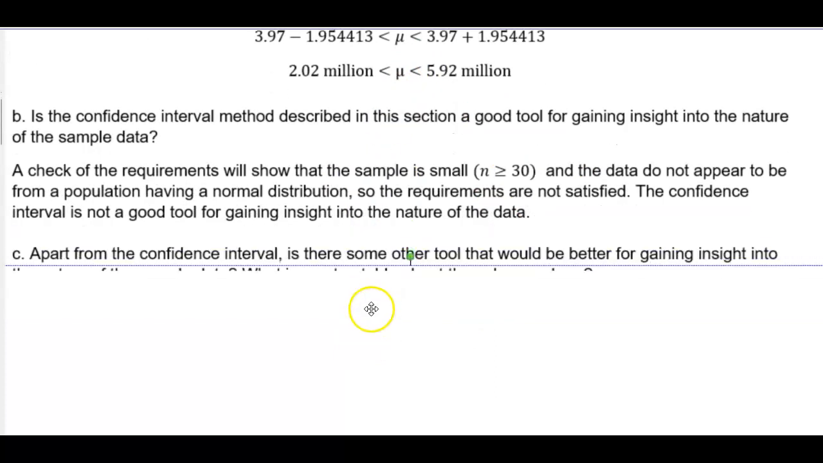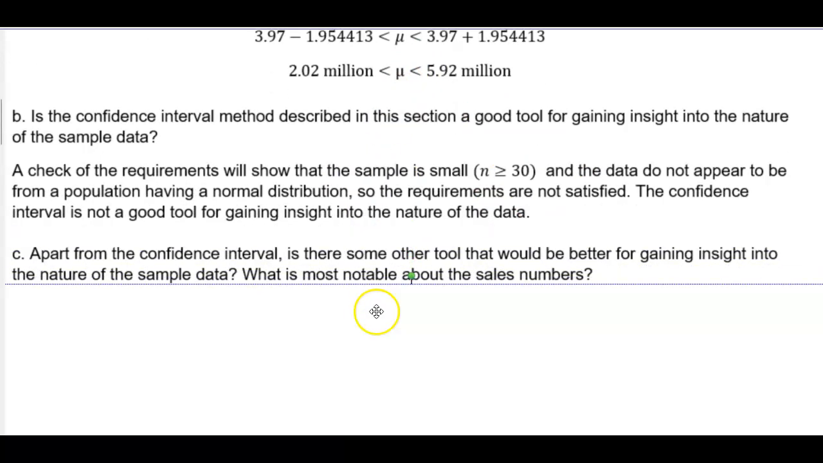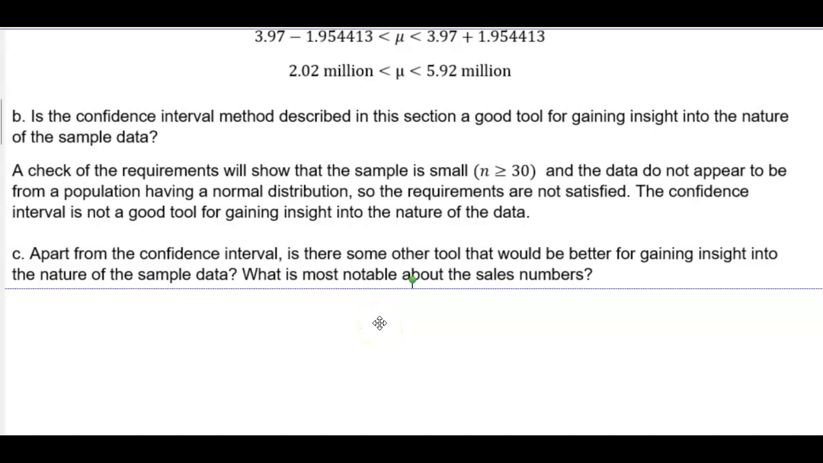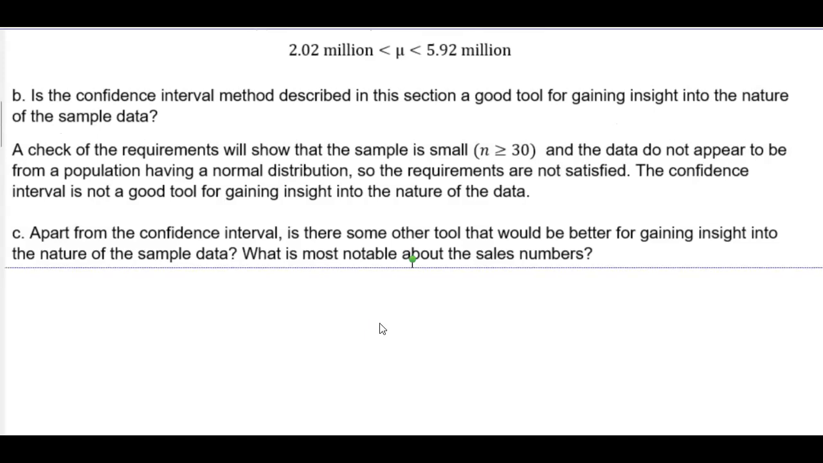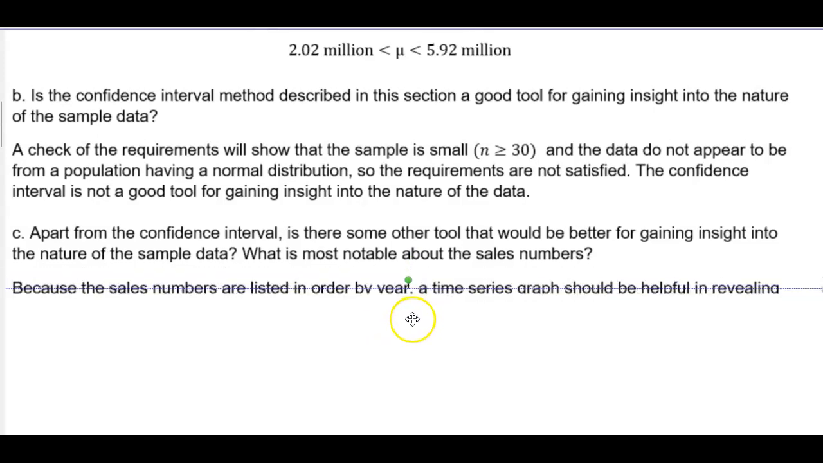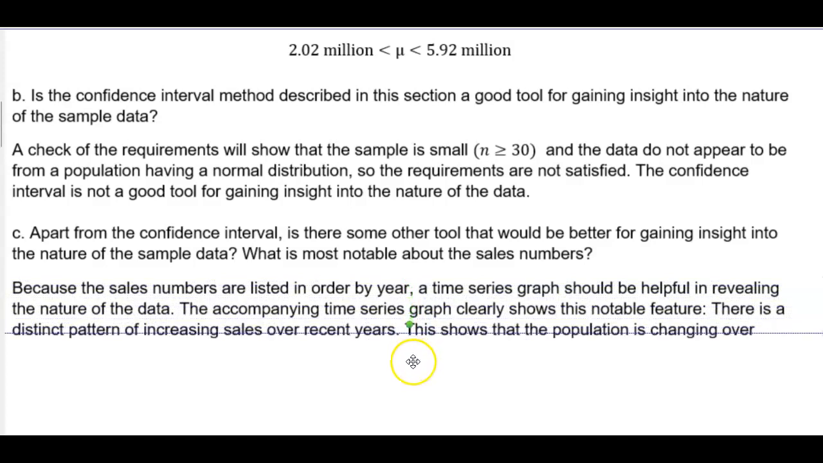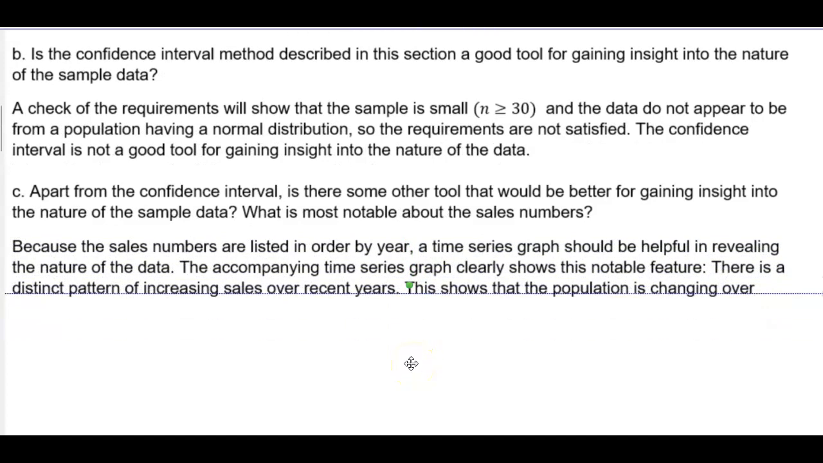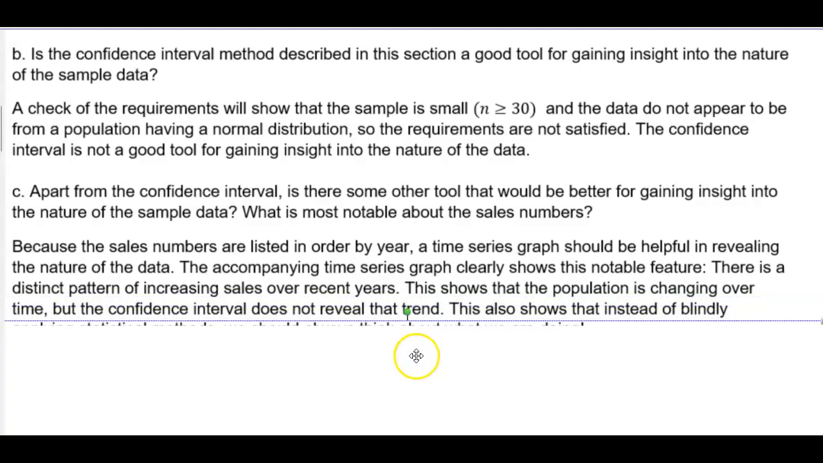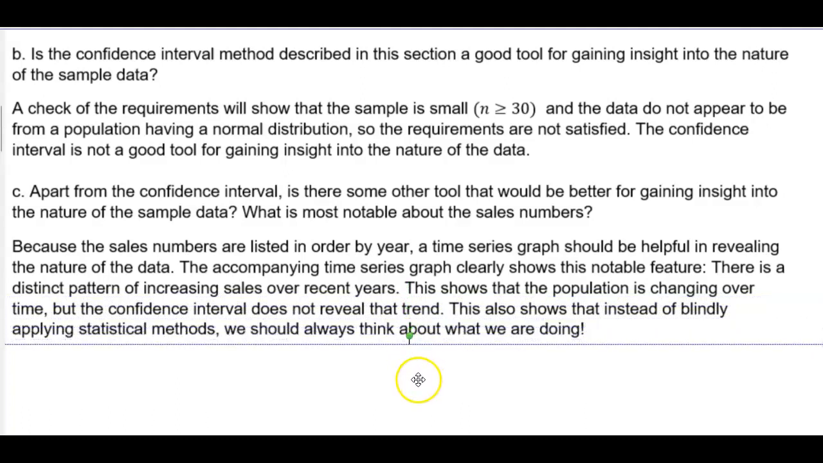Now, for part C, apart from the confidence interval, is there some other tool that would be better for gaining insight into the nature of the sample data? And what is the most notable about the sales numbers? Well, because the sales numbers are listed in order by year, a time series graph should be helpful in revealing the nature of the data. The accompanying time series graph, which we've seen there, clearly shows this notable feature.